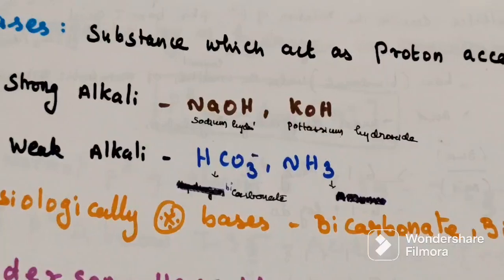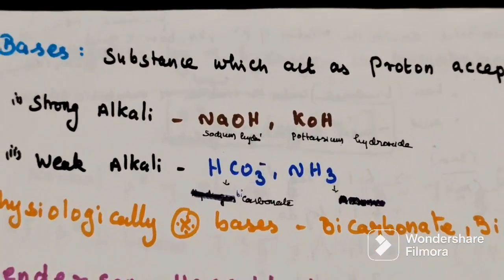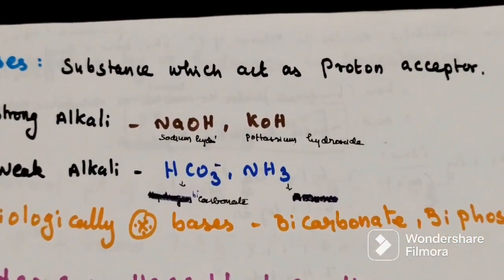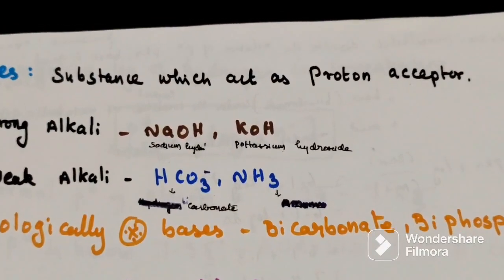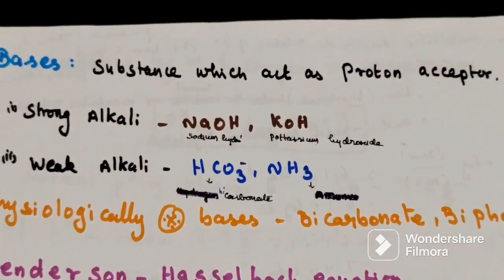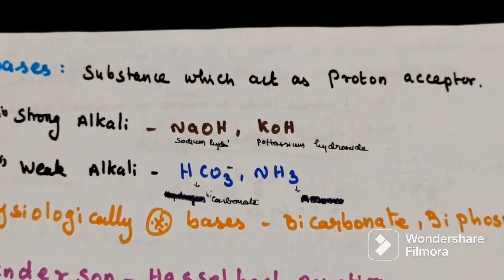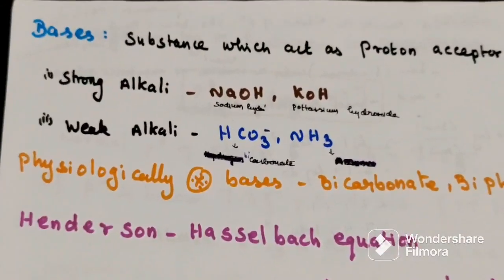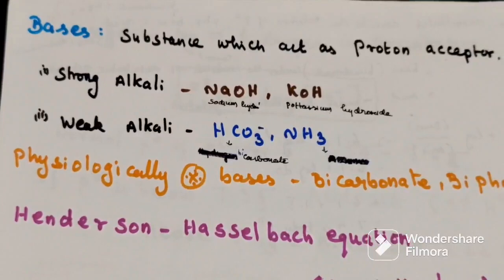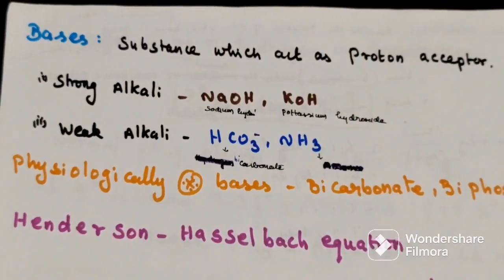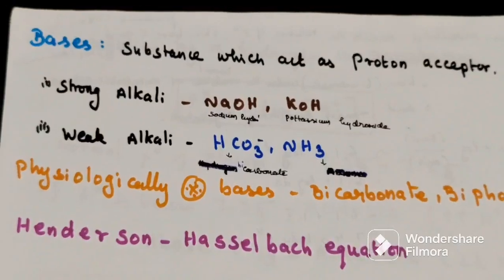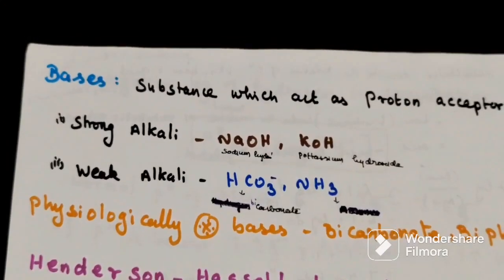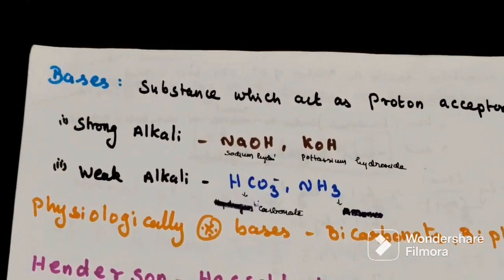Now we are going to see about bases. Bases are chemicals that act as proton acceptors. This molecule is called a base. Substances which act as proton acceptors may be strong or weak bases. A strong base accepts more protons.